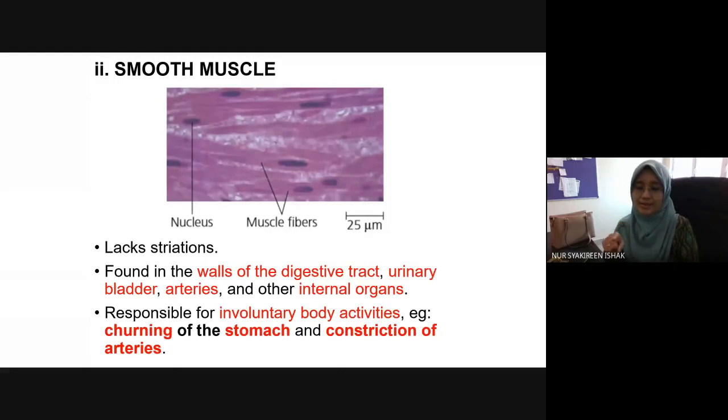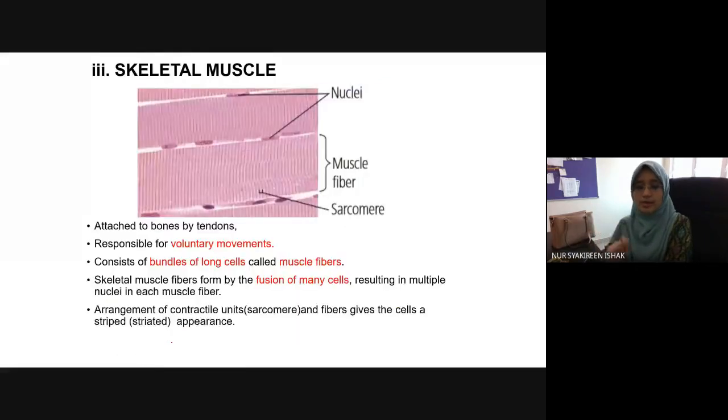Sama juga peristalsis of digestive tract disebabkan oleh contraction of smooth muscle. So it means that the movement or the contraction is involuntary. Okay, such as churning of the stomach. Churning tu maksudnya the wall of the stomach will contract, relax to mix the food with the enzyme, with the HCl, okay, so that the food will be broken down. And then constriction of arteries, vasodilation and vasoconstriction.